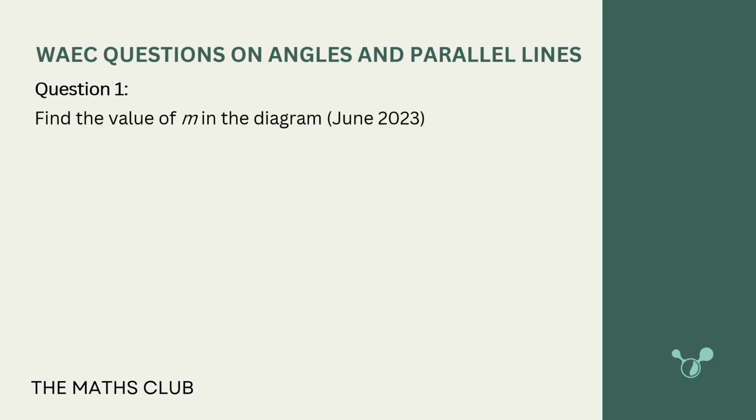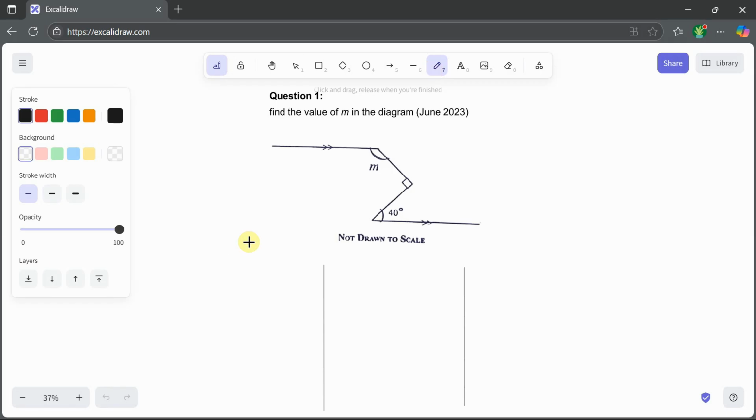Question 1 says, find the value of m in the diagram, taken from June 2023. So this is the diagram. I want you to pause the video and try this out yourself. So to solve this, how can we do it?